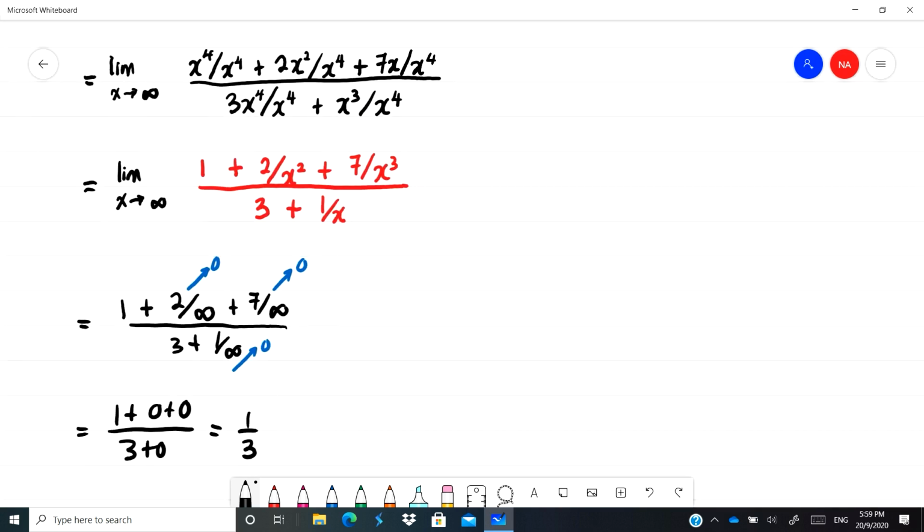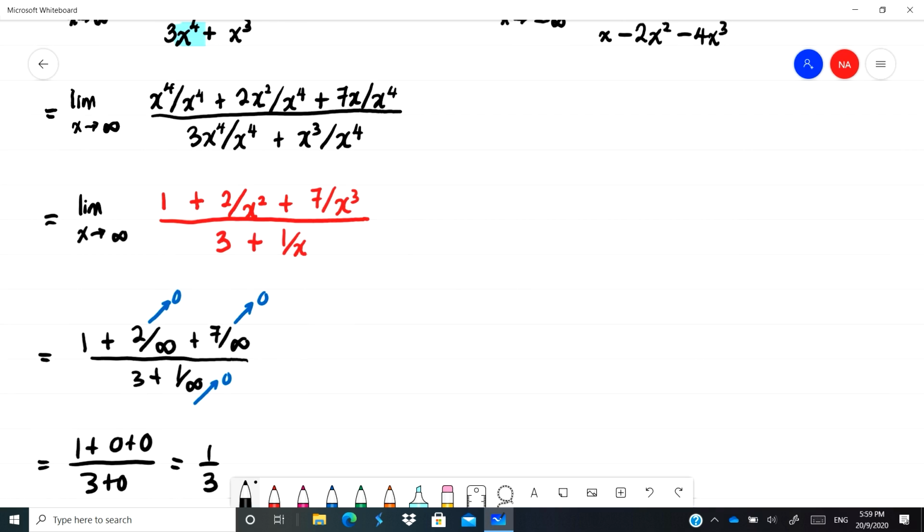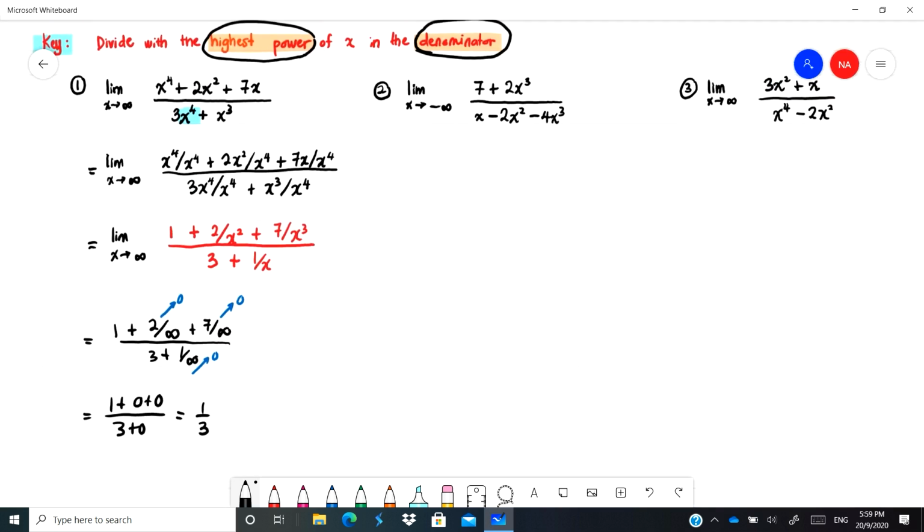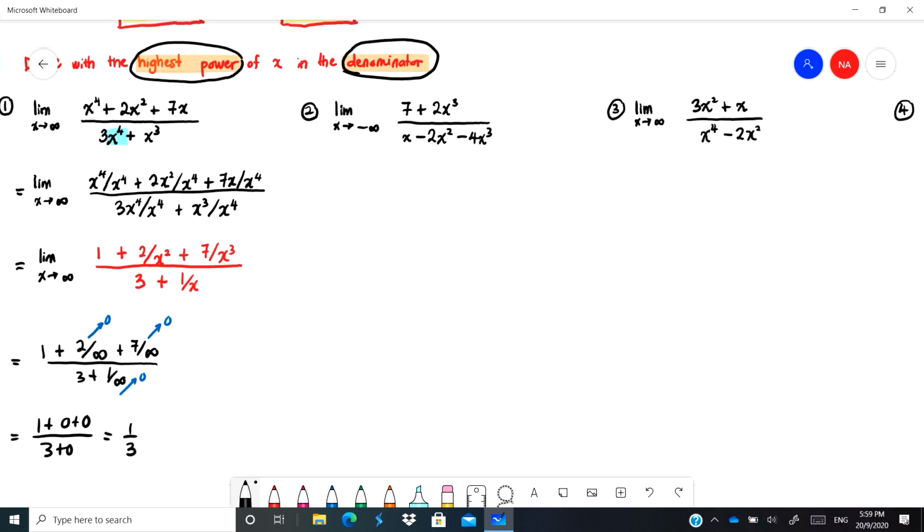So instead of the infinity over infinity case, in this case we can actually get a value of 1 over 3, meaning that for this function, the value will approach 1 over 3 as x approaches infinity.